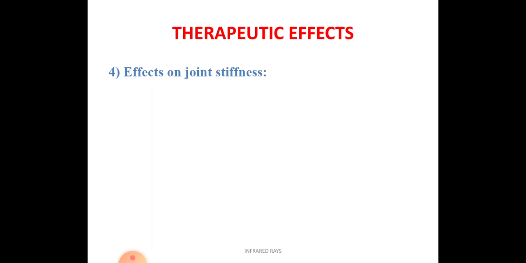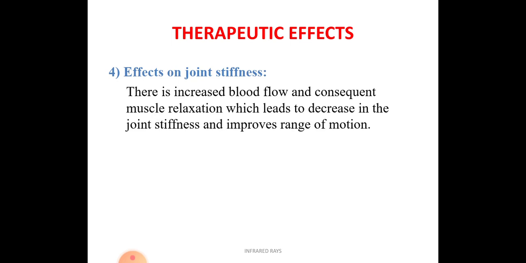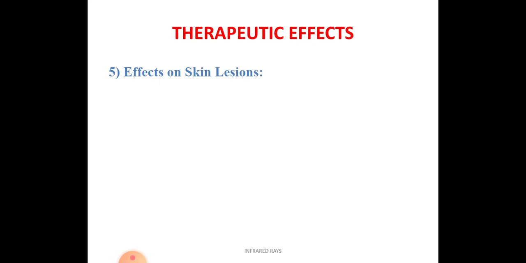Now, effects on joint stiffness. Stiffness, we know, means we need more resistance to move the joint. Here, because of increased blood flow and muscle relaxation, there is a reduction in joint stiffness and an improvement in range of motion. Clear? So increased blood flow as well as muscle relaxation, both are responsible for decreasing joint stiffness and providing greater range of motion.